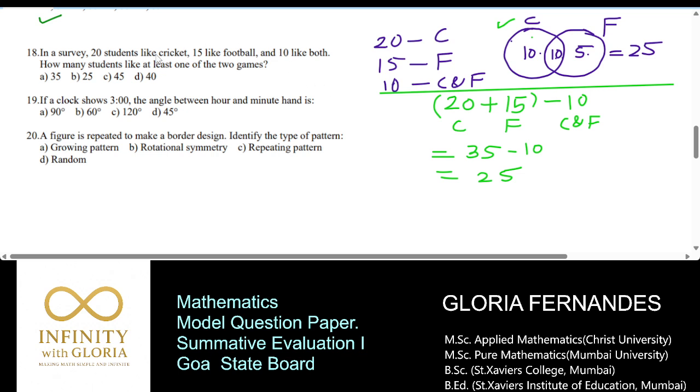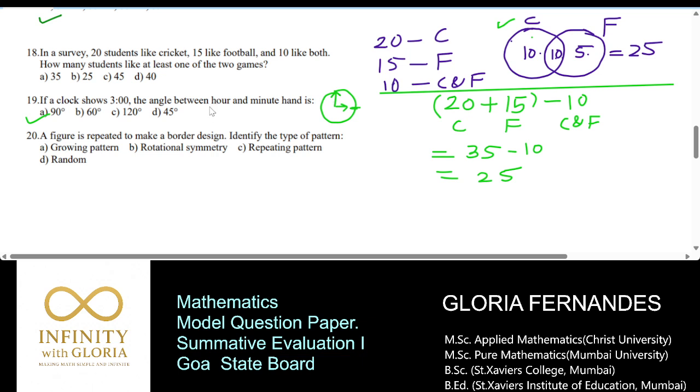All right. Now, the 19th one: if the clock shows 3 o'clock, what is the angle between the hour hand and the minute hand? So at 3 o'clock, how will the clock look? Tell me. The hour hand is here and the minute hand is here. So exactly it is going to look like 90 degrees. Is this clear? So the angle will be 90 degrees.